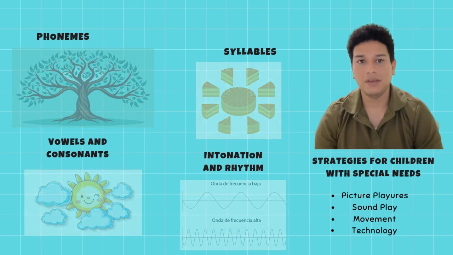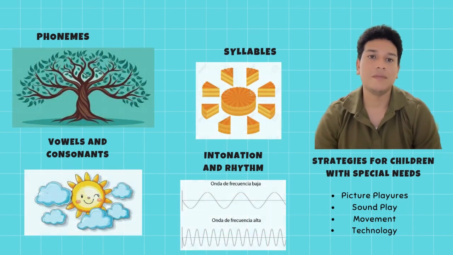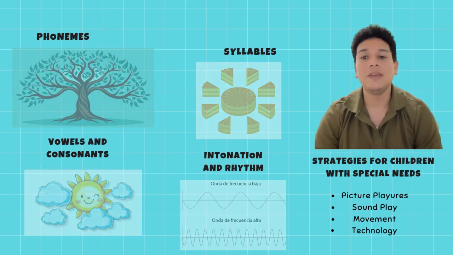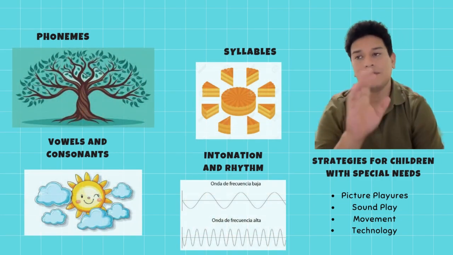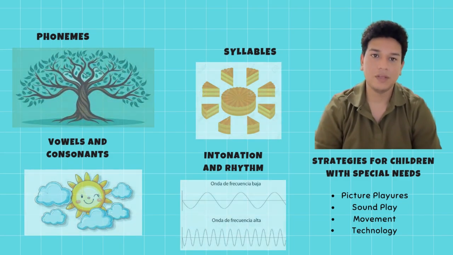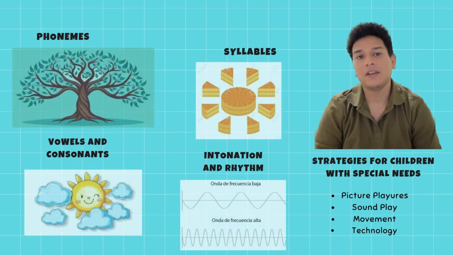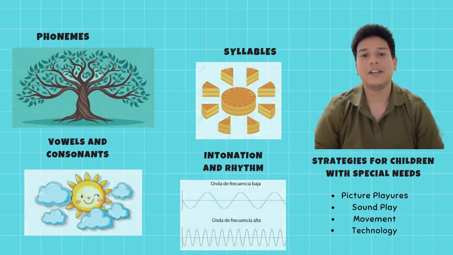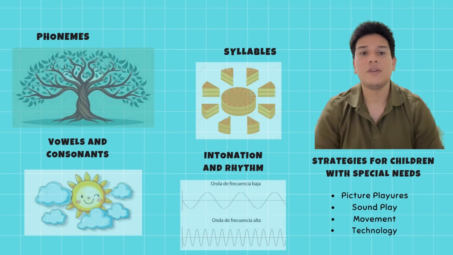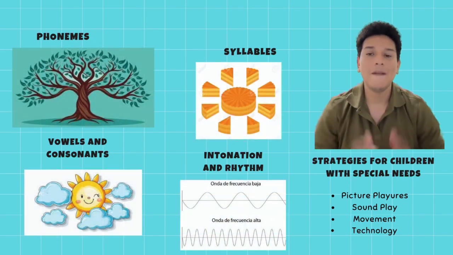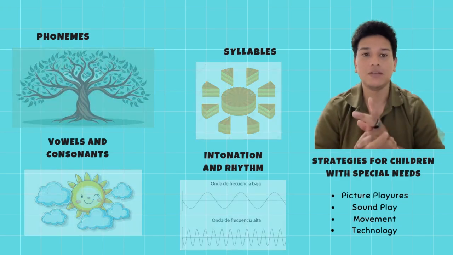The visual imagery is for vowels and consonants. The vowels are A, E, I, O, U, and they are more open sounds. In the consonants, there are more blockers in the mouth, such as B and T. In intonation, the visual is a graph of the voice going up and down, and how it rises and lowers when we speak, which helps make communication more interesting. Syllables are the parts into which a word can be divided, for example, banana, ba-na-na, having three syllables, and happy, having two syllables.